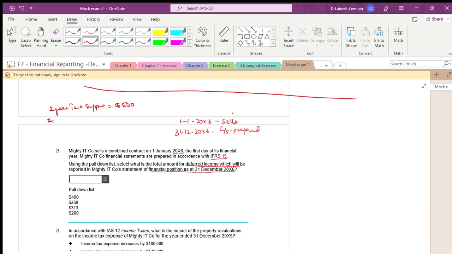Supply and installation is how much? 1,200. Is it right? While supply and installation is how much? 1,000. Individually, how much? 1,000 plus 500, 1,500.